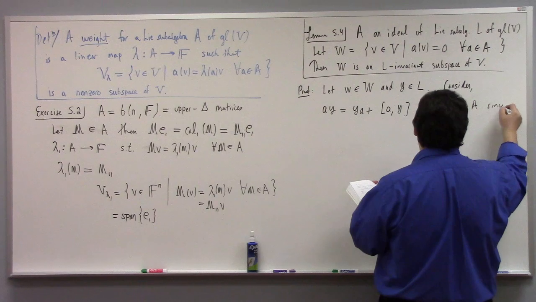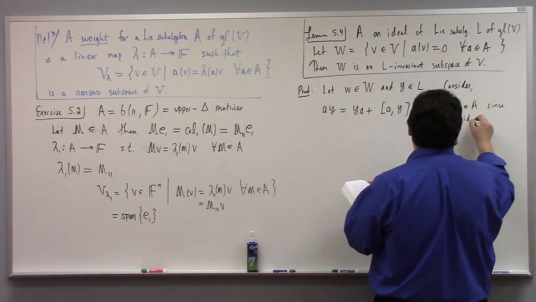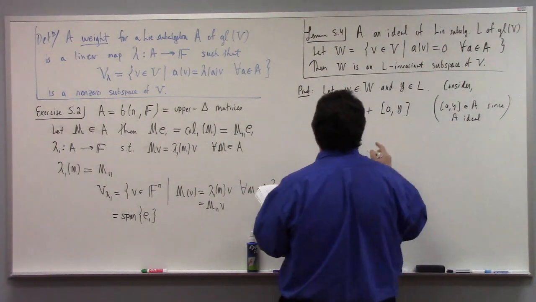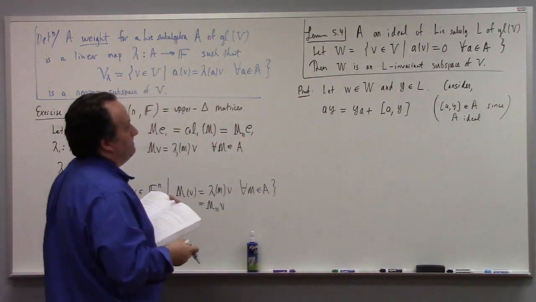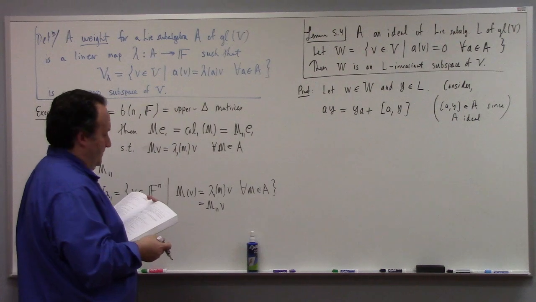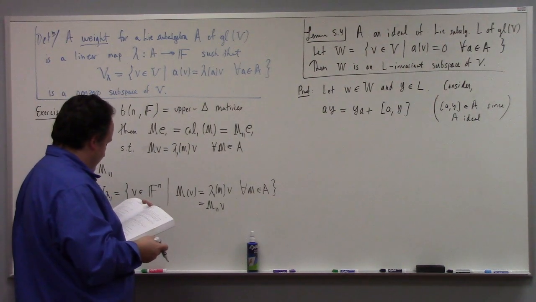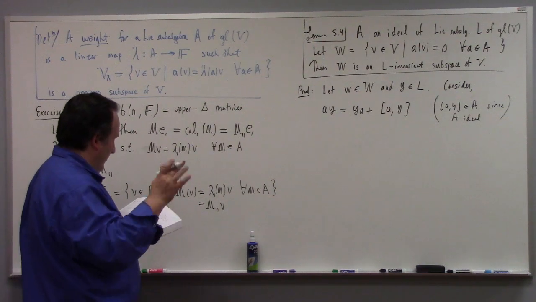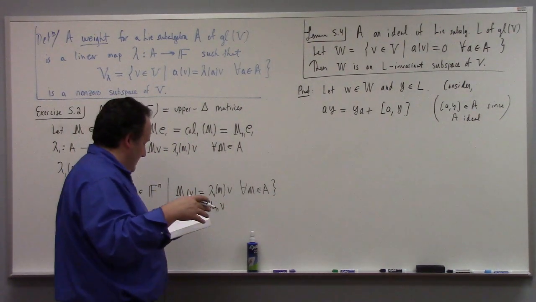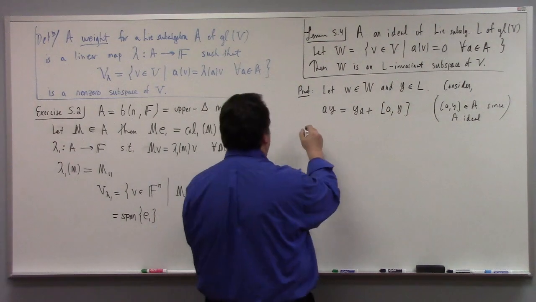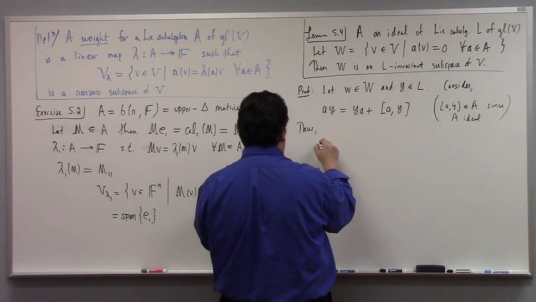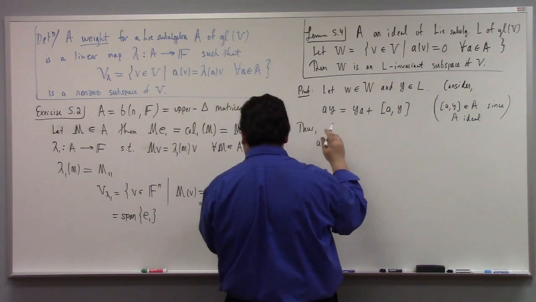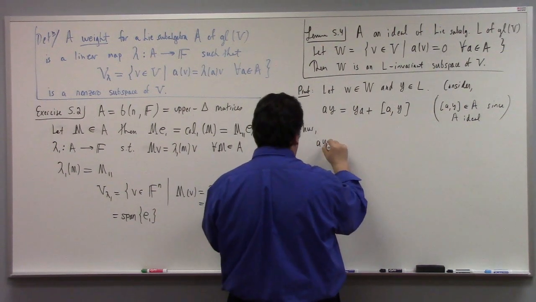Since A ideal, right? And so what are we looking at then? Let's see here. Okay, well then we're not looking at anything yet. Thus, if we let the operator A, well, excuse me, if we let A act on Y of W.